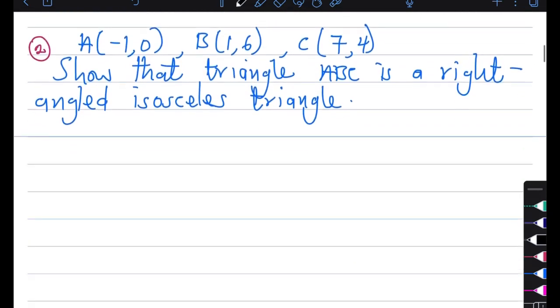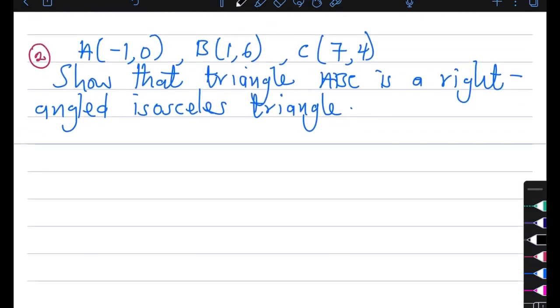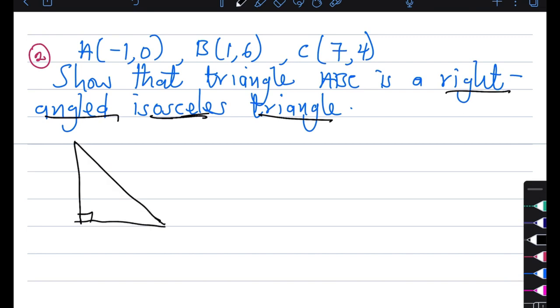How about the second problem? Question 2 says that we should show that this particular triangle is a right-angled isosceles triangle. What does it mean to have a right-angled isosceles triangle? Well, an example is this. You have a right-angled triangle, but two sides are equal. So this is what we call the right-angled isosceles triangle.